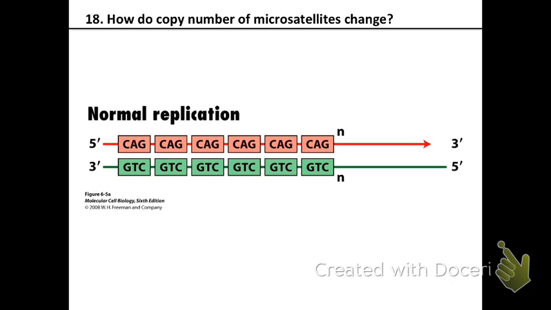But anyway, this has different numbers. So how do you get different numbers of these repeats in the genome? In normal replication, this is your parental strand here, and this is the strand that's being replicated. If everything goes right, you will make exactly the same copy of these repeats. This is a 3 base pair repeat, CAG, CAG, CAG, and everything will be fine.